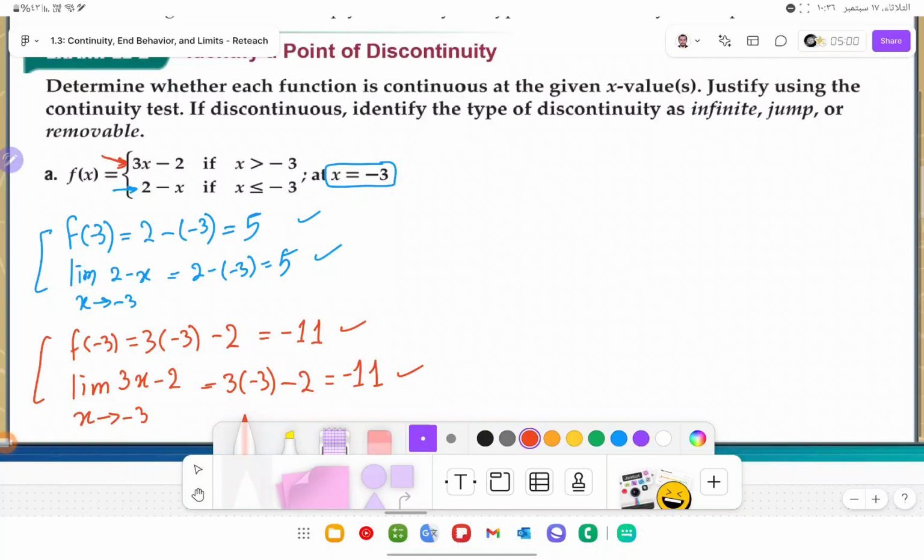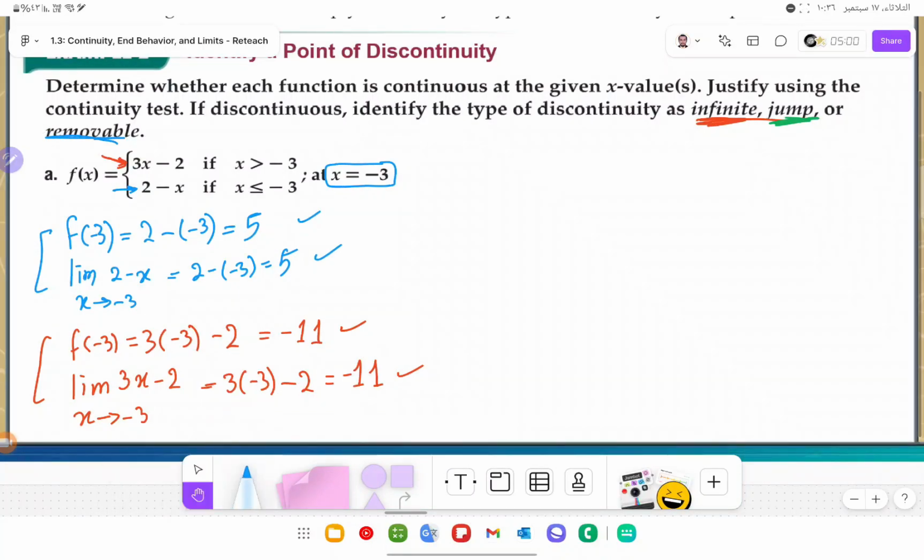Now, what you have to do is make a table. Why do you have to make a table? Because you need to know the type of discontinuity. This table will help you find it. This table will show you if the function has an infinite discontinuity, or jump discontinuity, or removable discontinuity.